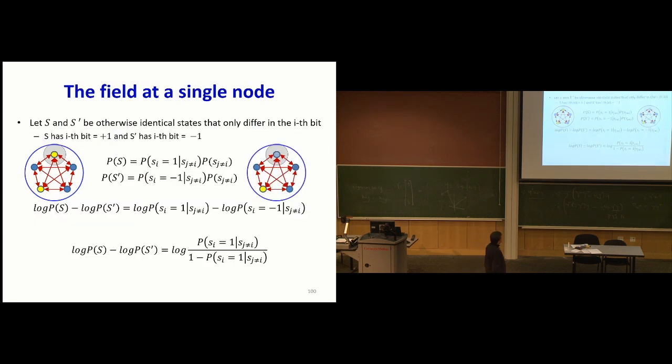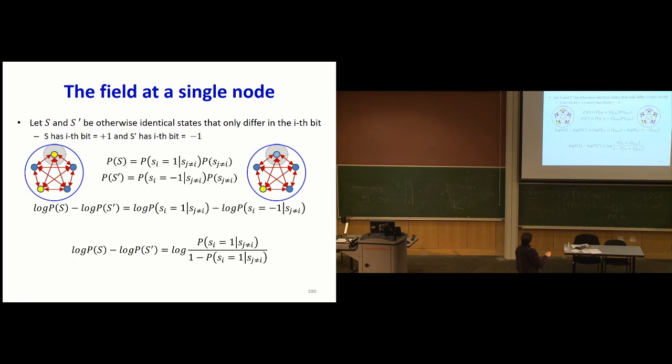But then let's consider this situation. How does it change state? How likely is it to change from one state to another? Consider two states which are identical in all bits except the ith bit. In the first case, the ith bit is +1. In the second case, the ith bit is -1. So now the probability of this one, P(S), is the probability that the ith bit is +1 given the rest of the bits, times the probability of the rest of the bits, right?